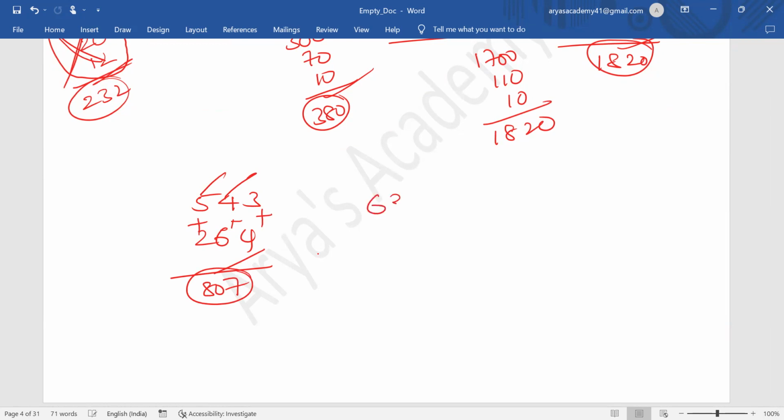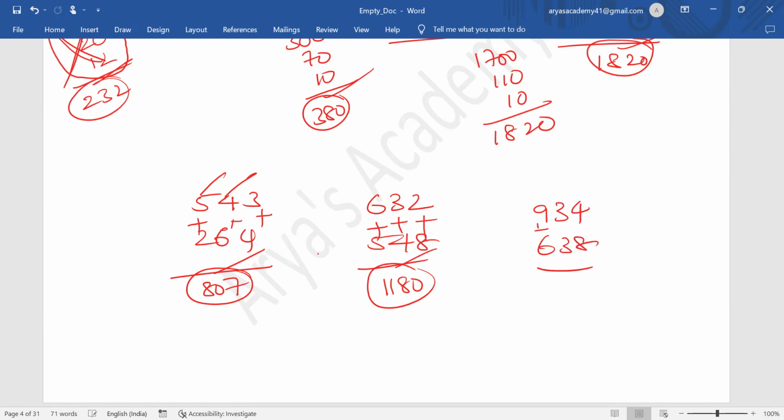Okay, so 632 and 548. 6 plus 5, 1100. 3 plus 4, 70, 1170 plus 10, 1180. So it is 1180. If I take 934 and 638, 9 plus 6, 1500, 3 plus 3, 60, 1560 plus 12, 1572. So hope you got how to use this technique definitely.